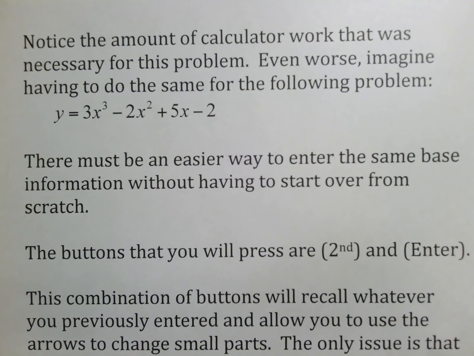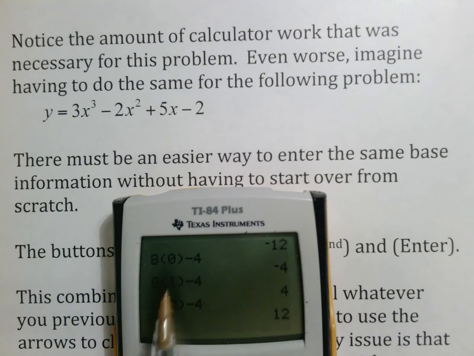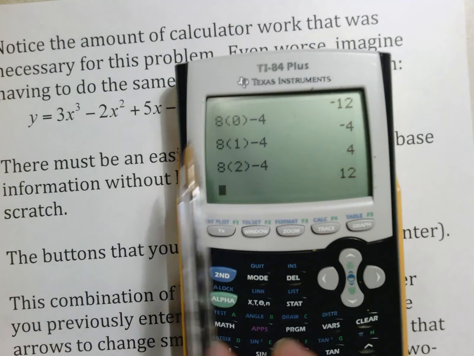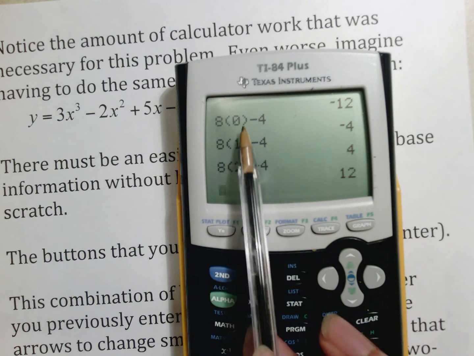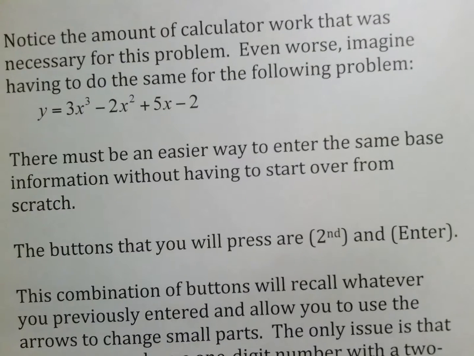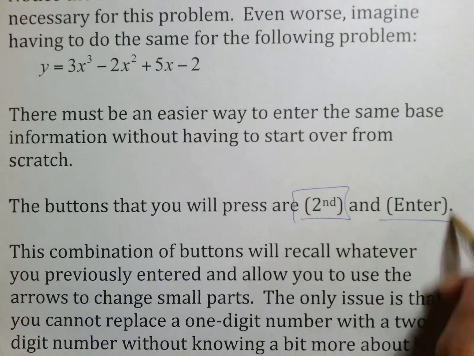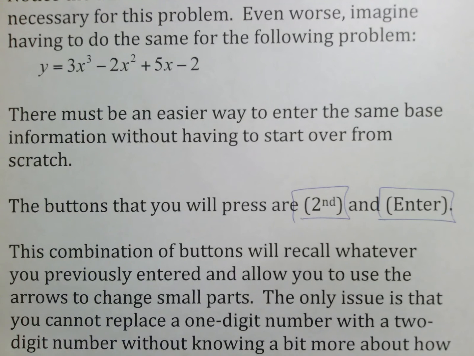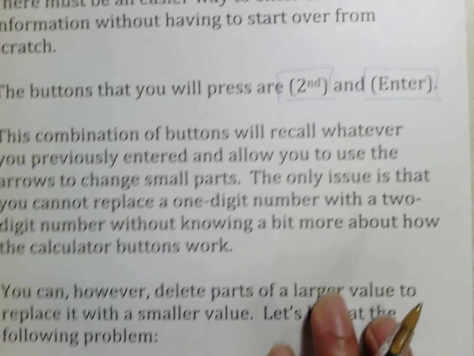So what I'm saying is, instead of having to keep typing the 8, the parentheses, the minus, and the 4, the only thing that changed was 0, 1, 2, and the negatives. So there had to be a way to do that. What you're going to type, and you don't need to write this right now because I'll probably do it once or twice next week, is second and then enter. Second enter pretty much is a recall function.